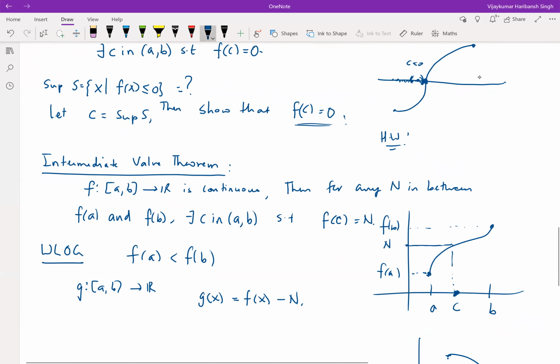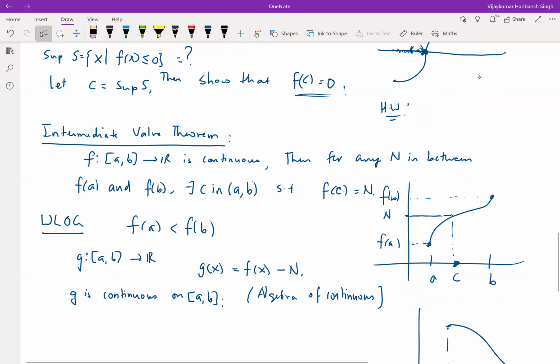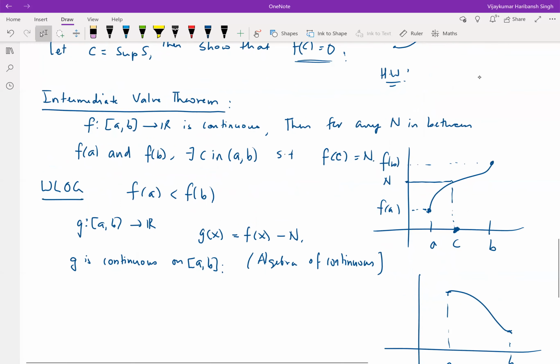Now clearly g is continuous on [a,b] as well, because of the algebra of continuous functions. You don't need to write that down. It's clear that if you take a constant function and subtract it from a continuous function, you'll still get a continuous function. So g is continuous.